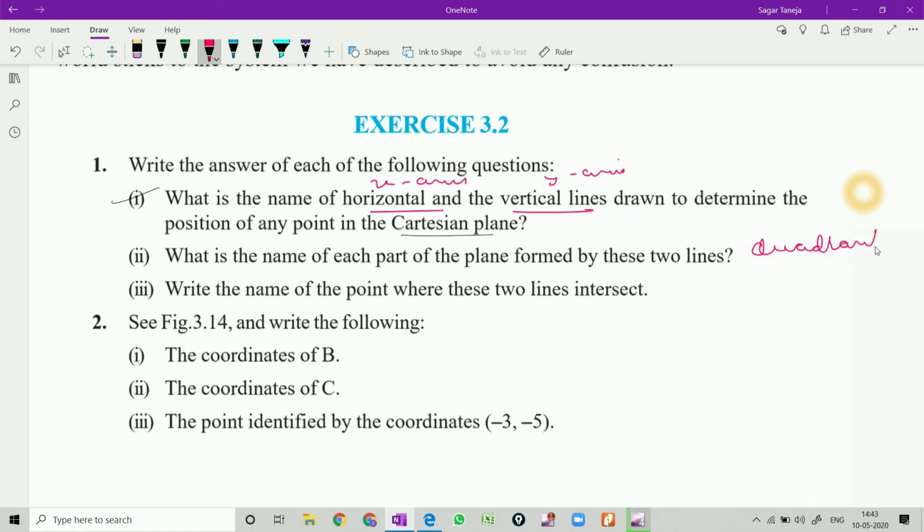Quadrants. They are quadrant 1, 2, 3 and 4. So you can write quadrant 1, quadrant 2, quadrant 3 and quadrant 4. What is the name of each part of the plane? Each part is known as quadrant 1, 2, 3 and 4. Just read the next question.